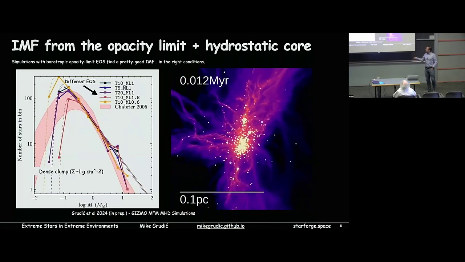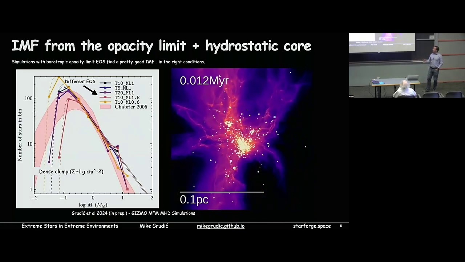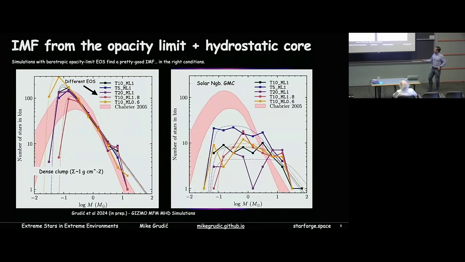So that's great. The IMF is solved, but this is actually a really dense clump. This is actually much denser than any cloud forming stars in the solar neighborhood. If we simulate those conditions, then we get this sort of flat, kind of top-heavy looking thing that doesn't look at all like the observed IMF.